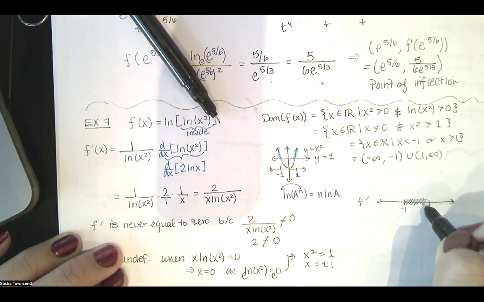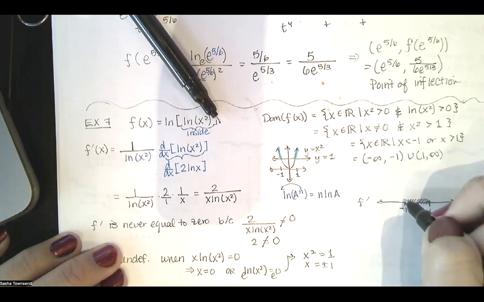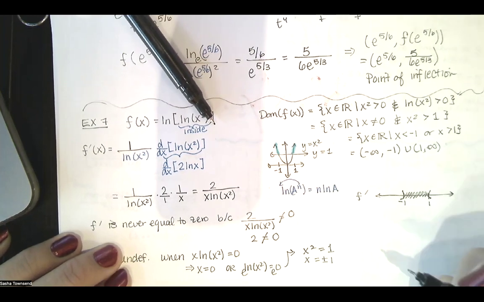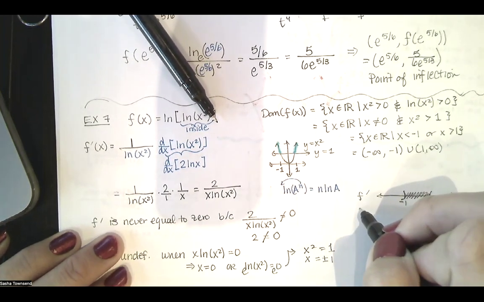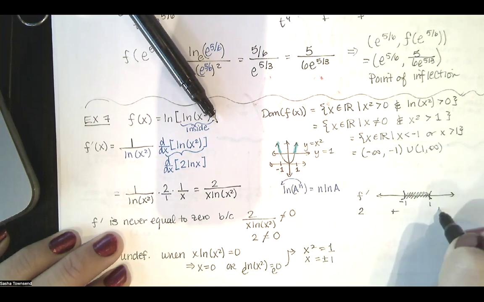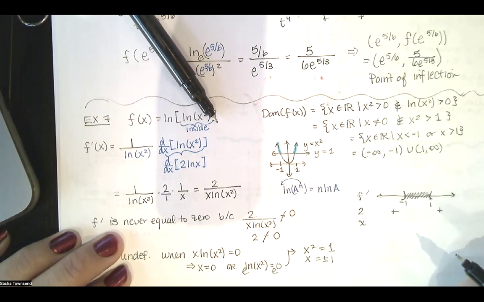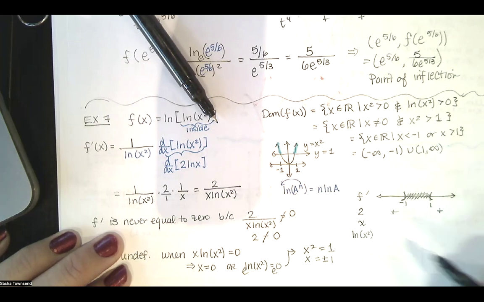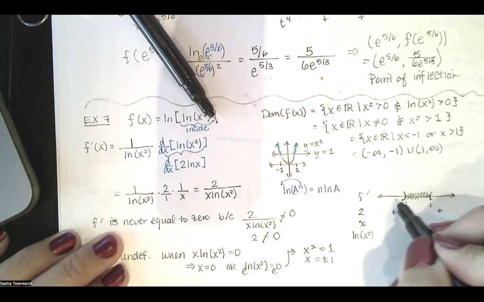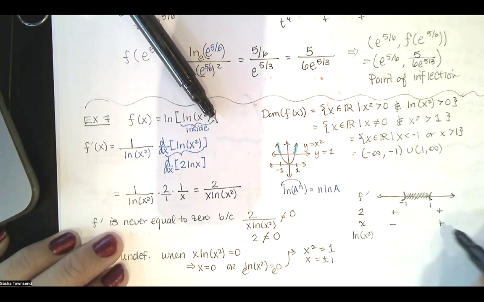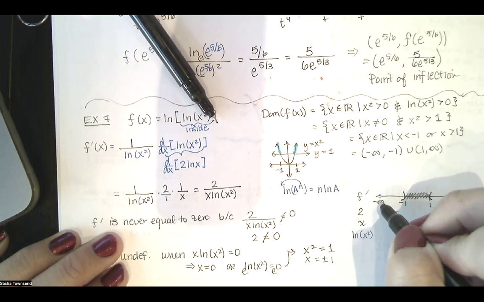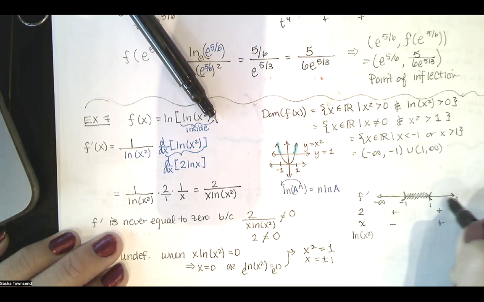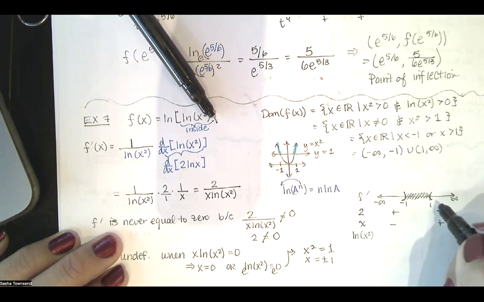And we'll rule out all of those x values between -1 and 1 because those are not in the domain. And we'll say f prime is 2, which is always positive, divided by x times natural log of x squared. Now, x is negative on this interval and positive on that interval. This is the interval from negative infinity to -1. That's the interval from 1 to infinity. And then natural log of x squared, well, that's going to be positive when x is greater than 1.